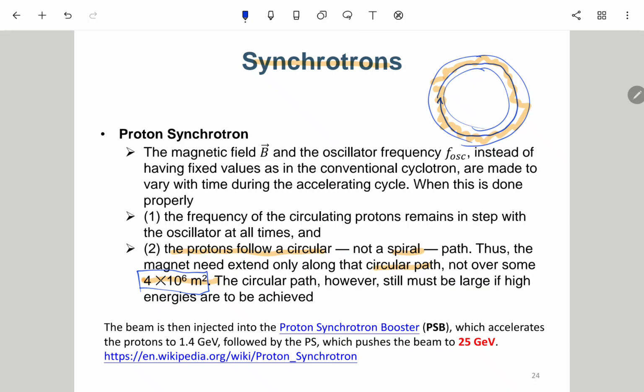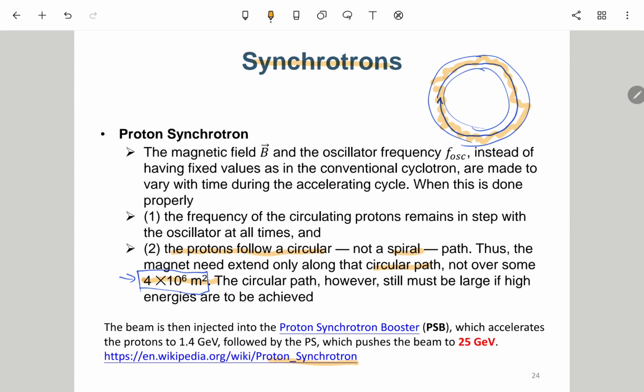Okay, 就是4乘以10的6次方平方米这么大的一个加速器，一个加速器。所以如果你看过一些物理的新闻，那些粒子加速器的话是要挖地道，然后做一个什么多少公里的一个轨道给它去加速。Okay, so the circular path, however, still must be large if high energies are to be achieved. Okay, so if you're interested, you can check it out on the Wikipedia about the proton synchrotron.